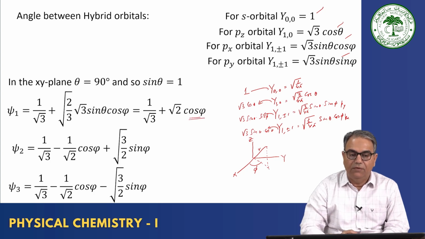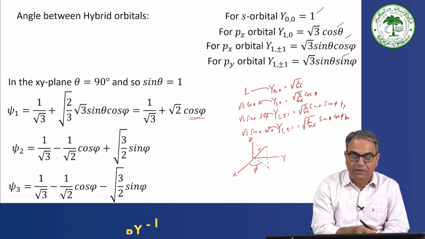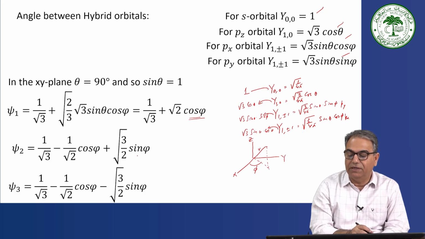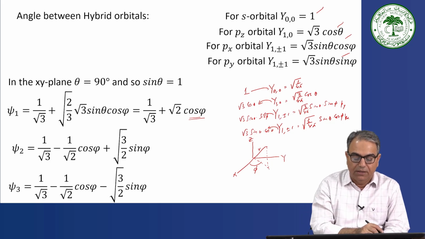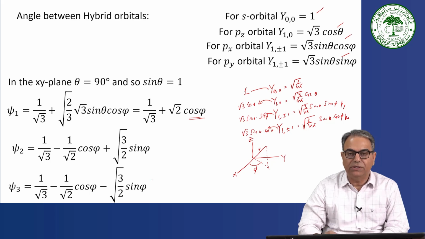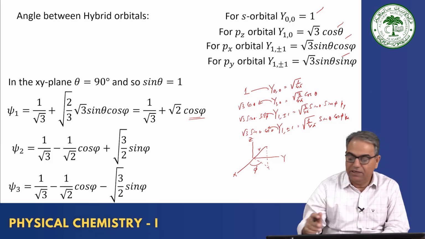Okay. If you put the psi 2 value, then again the first function will remain the same, because psi s is equal to 1, by root 3 minus 1 by root 2 cos phi plus root 3 by 2 sin phi. Again, you see all the sin theta terms will become equal to 1, because we are talking about the xy plane. Okay. And so it will become cos phi and sin phi, and psi 3 also will be 1 by root 3 minus 1 by root 2 cos phi minus root 3 by 2 sin phi. So now the functions, quantitatively, are like this.